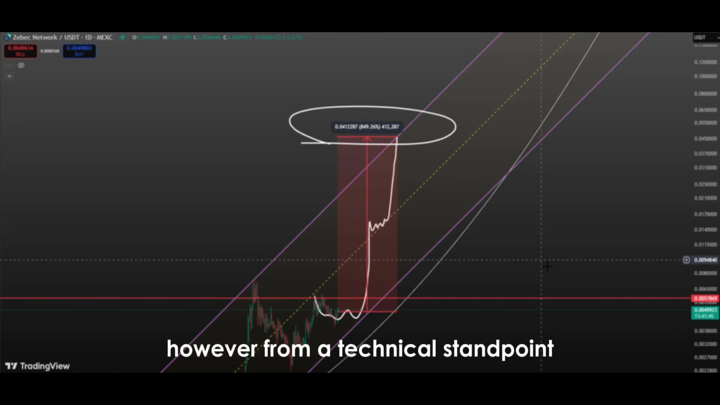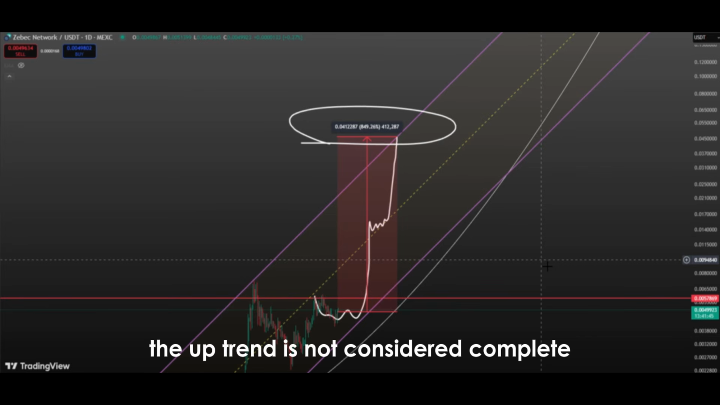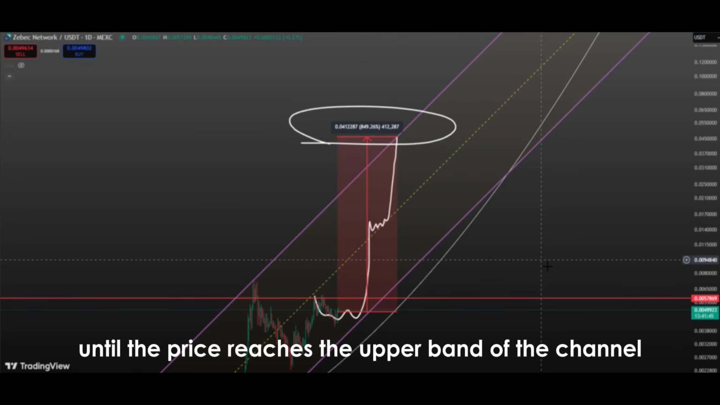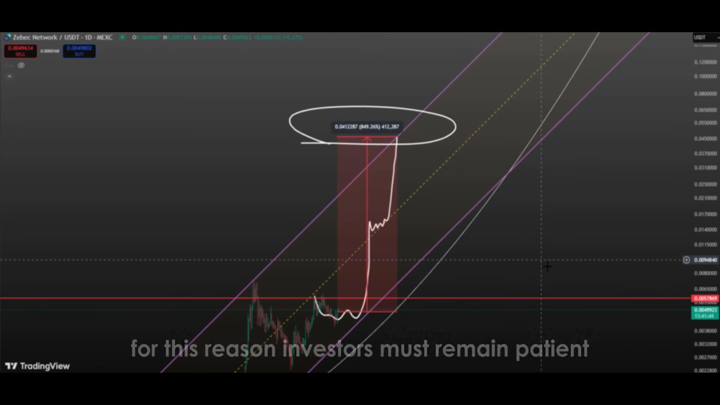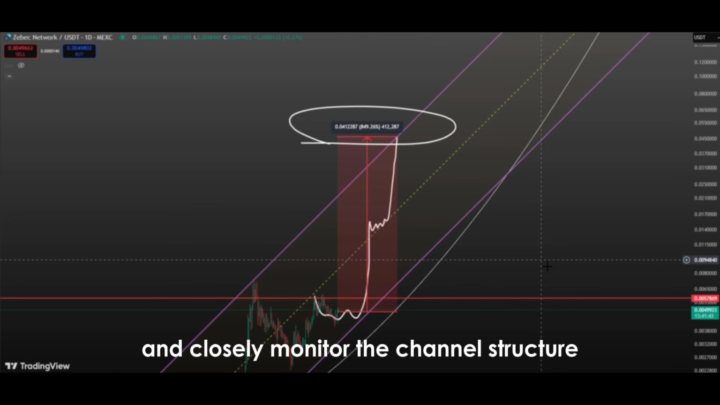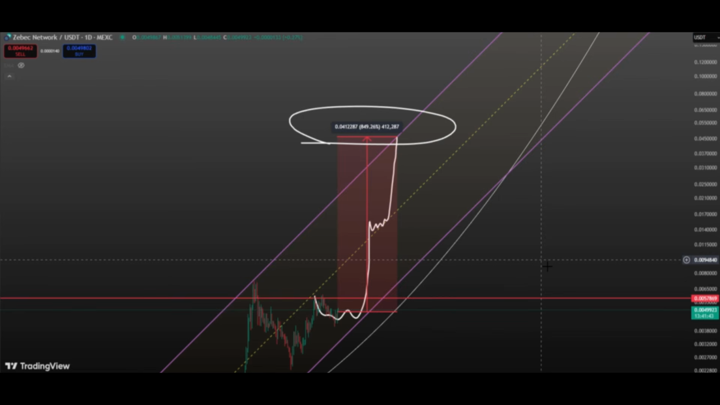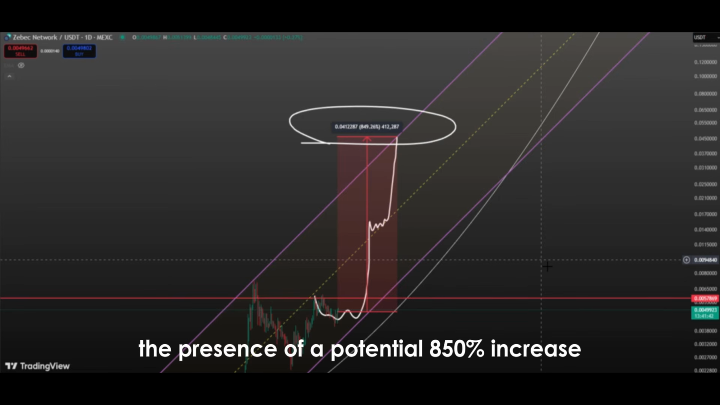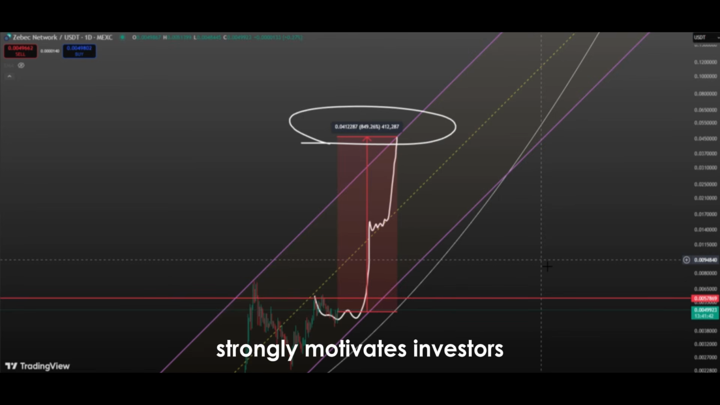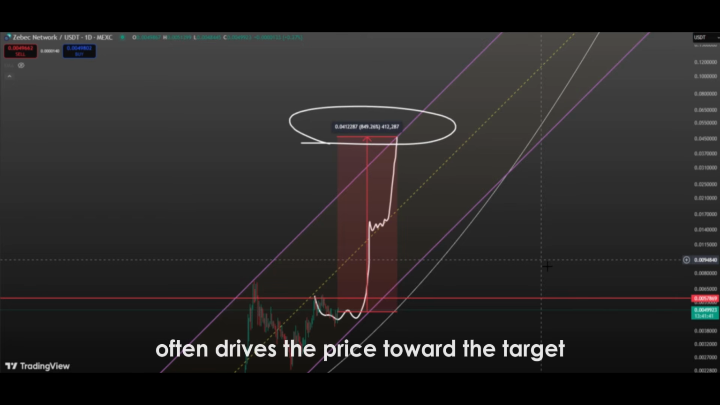However, from a technical standpoint, the uptrend is not considered complete until the price reaches the upper band of the channel. For this reason, investors must remain patient and closely monitor the channel structure. The presence of a potential 850% increase strongly motivates investors, and this motivation often drives the price toward the target.